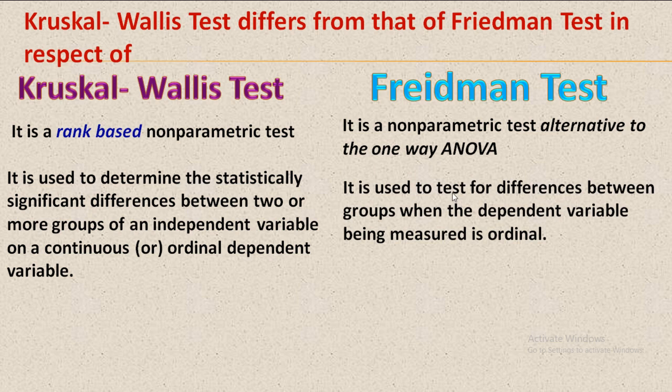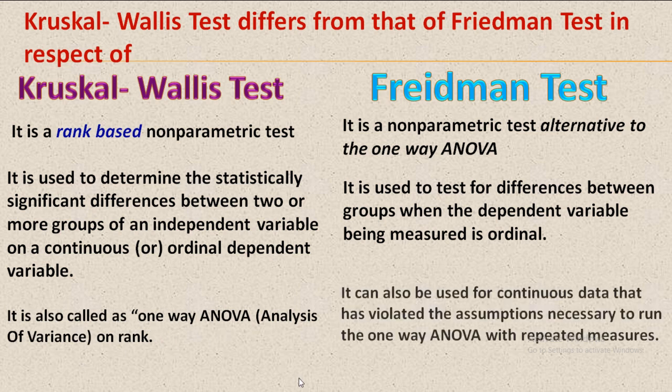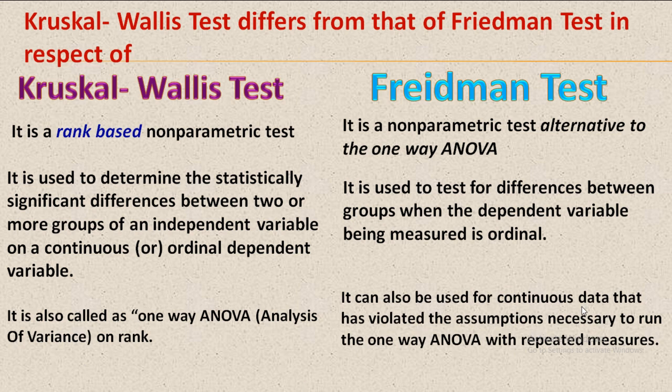Friedman test is used to test for differences between groups when the dependent variable being measured is ordinal. Kruskal-Wallis test is also called one-way analysis of variance on rank, and Friedman test can also be used for continuous data that has violated the assumptions necessary to run the one-way analysis of variance with repeated measures.